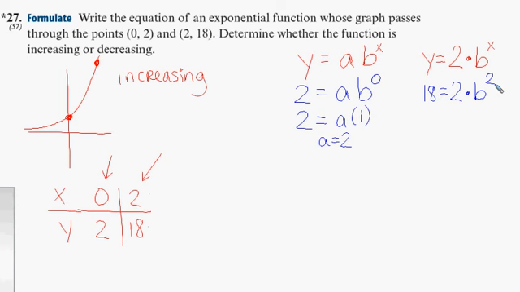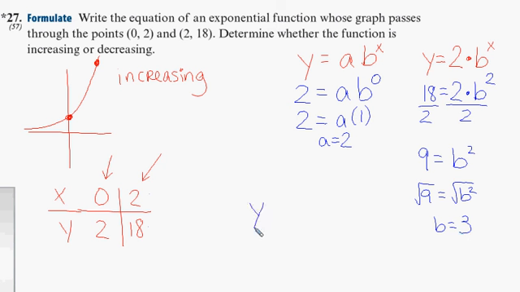Well, let's get b by itself by dividing both sides by 2. So that gives us 9 equals b squared. Well, I think you can pretty quickly tell that we need to take the square root of both sides. So that means the square root of 9 is equal to the square root of b squared. So we know that b is equal to 3. So our final equation should look like this: y equals 2 times 3 to the x power. And there you have it, an exponential function.